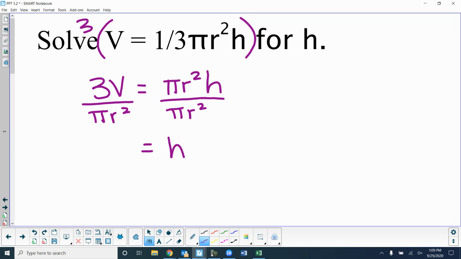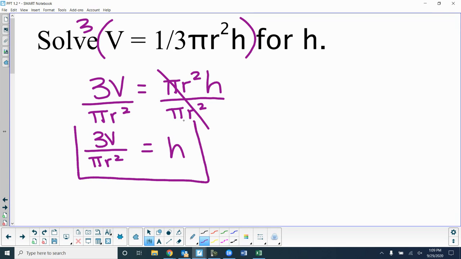So h is alone because all that canceled, right? And we just have this fraction, 3V over pi r squared. There's no number answer we're getting because we don't know what V is or r. We do know what pi is, but we don't know what V or r is. So we just write it out as a little equation. Okay? Solving for a variable. Same rules. You're moving to the opposite side of the equation, you do the opposite.